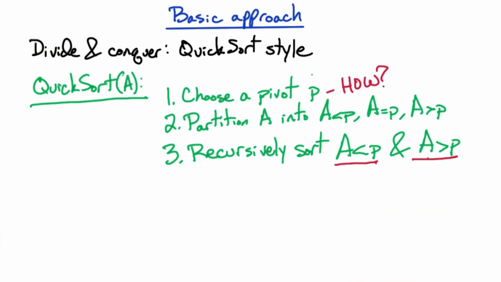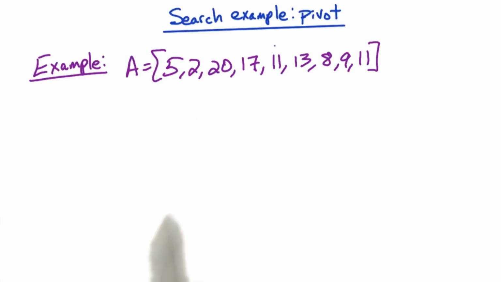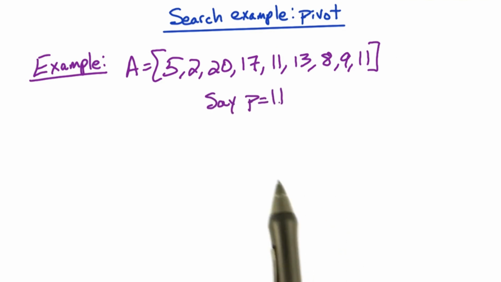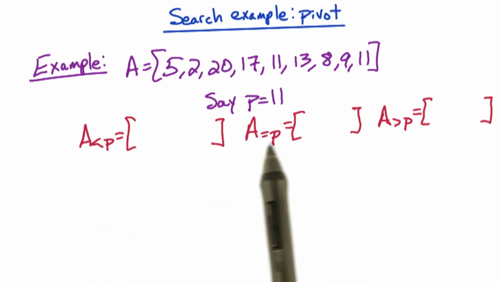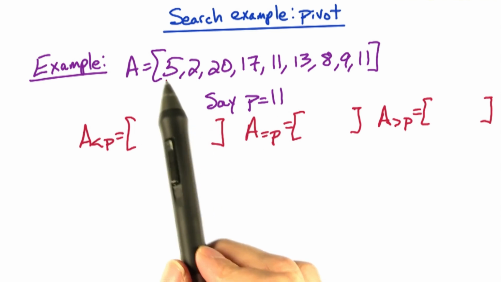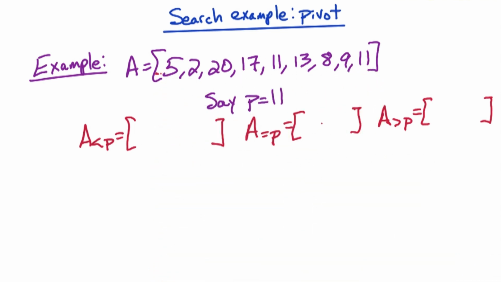Let's look at a specific example to see exactly what I mean for this third step. Let's look at the following example with an array of n numbers. And let's choose a specific pivot. Let's say the pivot is number 11. So we make these 3 buckets: those less than P, those equal to P, and those bigger than P. And we're going to take a scan through the array, and we're going to put each of these elements in one of these 3 buckets.